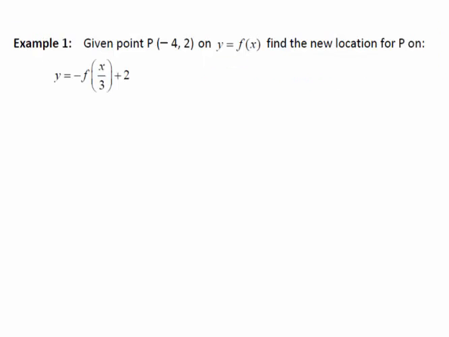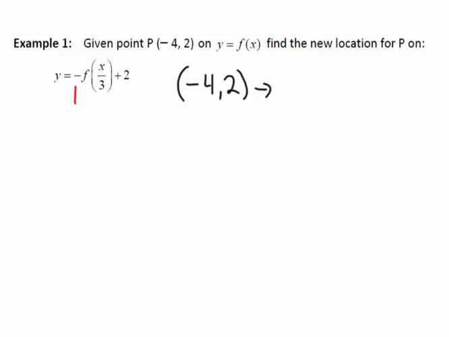Let's put it into practice like in this situation. Here's our point. Originally on our function y equals f of x, we're going to transform this coordinate following that indicated transformation. So our original point was at (-4, 2), and we're going to work our way through and do this transformation step by step.